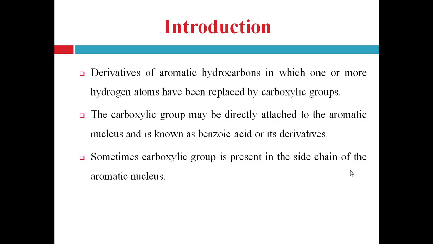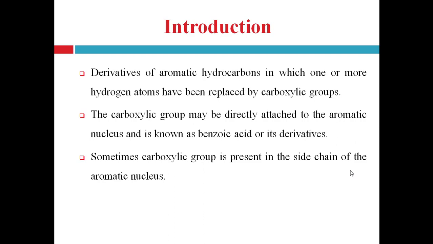In aromatic acids, either the carboxylic acid group is directly attached with the aromatic ring, or it is a part of a side chain in the aromatic compound. The carboxylic group may be directly attached to the aromatic nucleus and is known as benzoic acid or its derivatives. Generally, aromatic acid is the term for the compound in which the carboxylic acid group is directly attached to the aromatic ring, that is known as benzoic acid. And it is the basic aromatic acid.